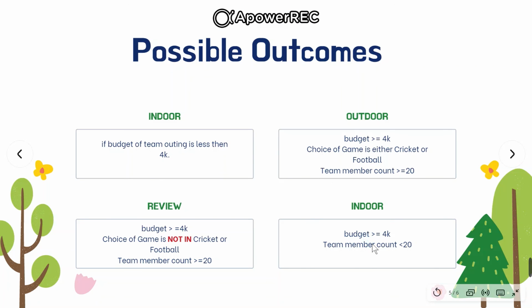So this is how you can have the possible outcomes using the business rules in a DMN. You can create a decision table and that can be used within a process or in a case.